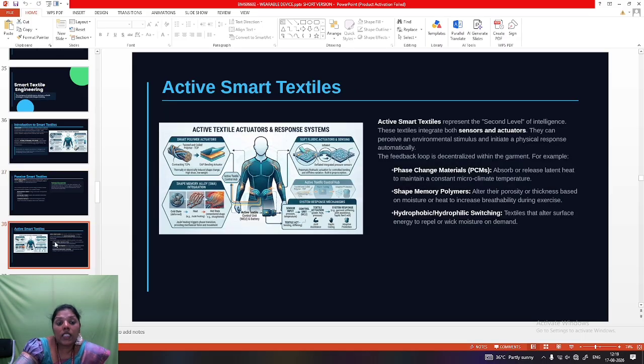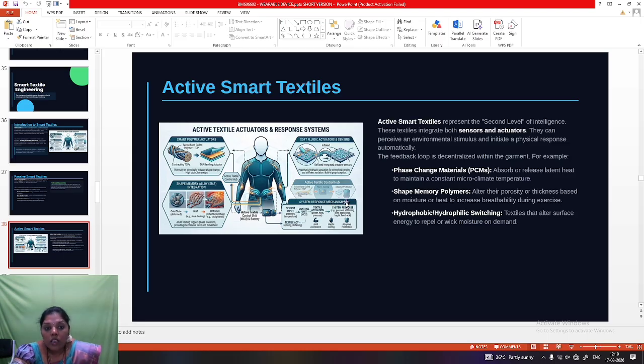Next one is active smart textiles. Active smart textiles are responsive systems, including smart polymer actuators, soft fluidic actuators and sensing, and shape memory alloy integrations.